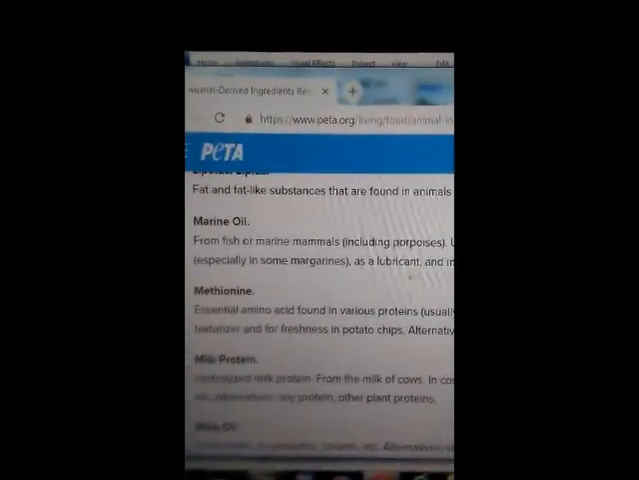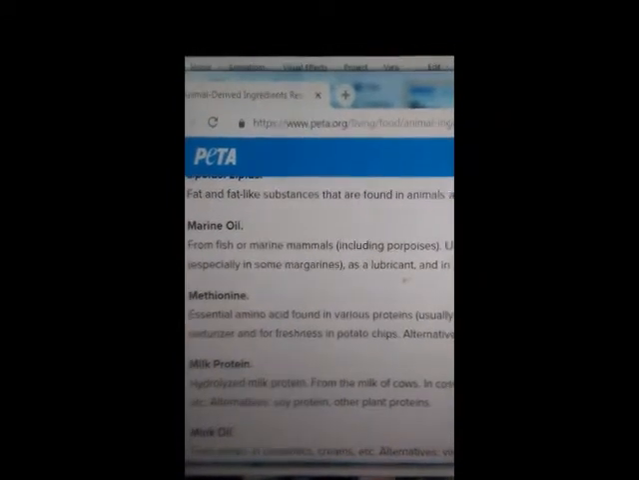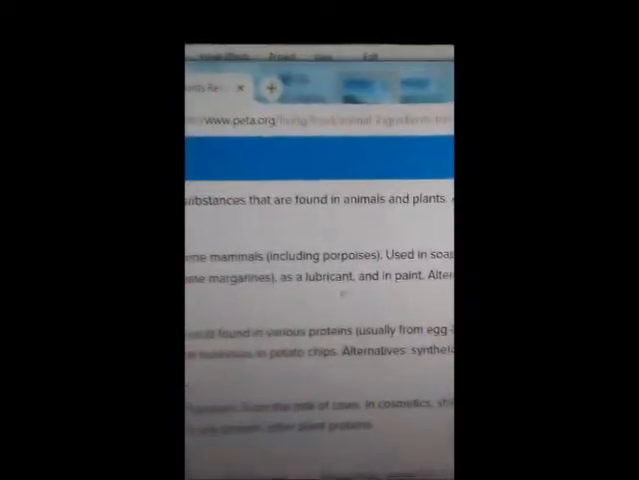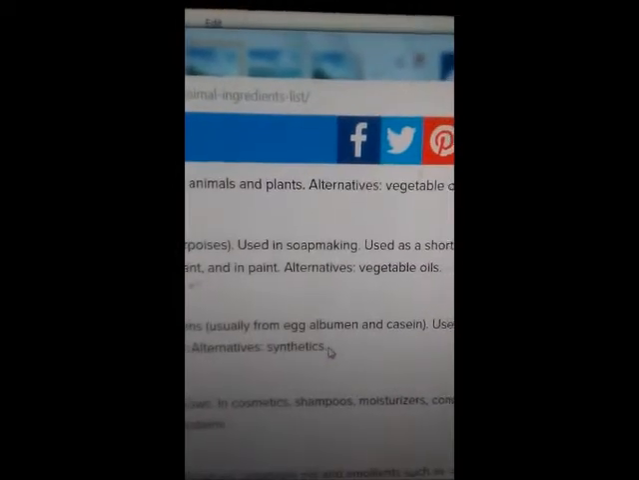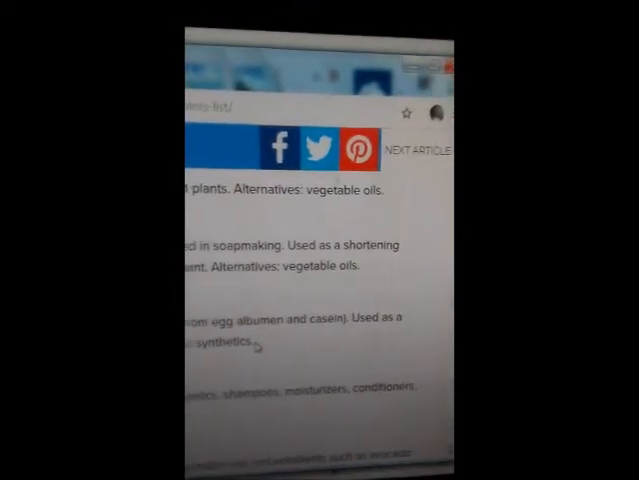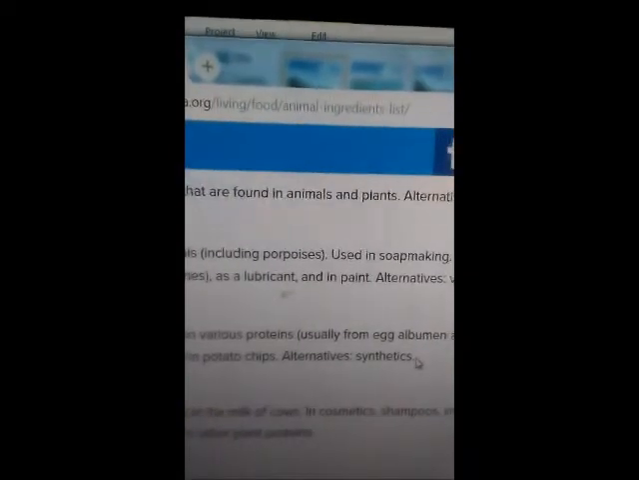Okay, so you got marine oil from fish or marine mammals, including porpoises, used in soap making, used as a shortening, especially in some margarines, as a lubricant, and in paint. Alternatives: vegetable oils.